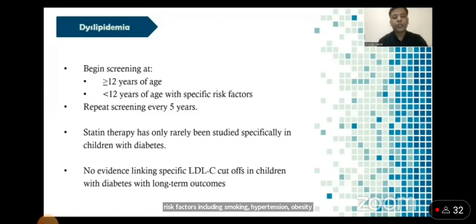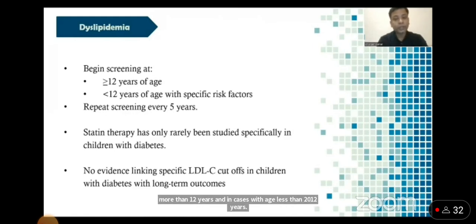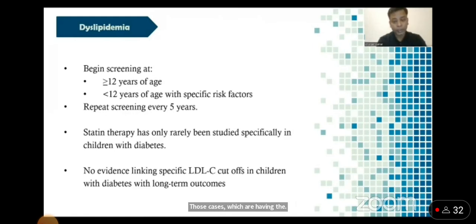Screening should be done in patients older than 12 years, and in those younger than 12 years who have the specific risk factors discussed earlier. Screening should be done every 5 years. Statin therapy has only rarely been studied specifically in children with diabetes.